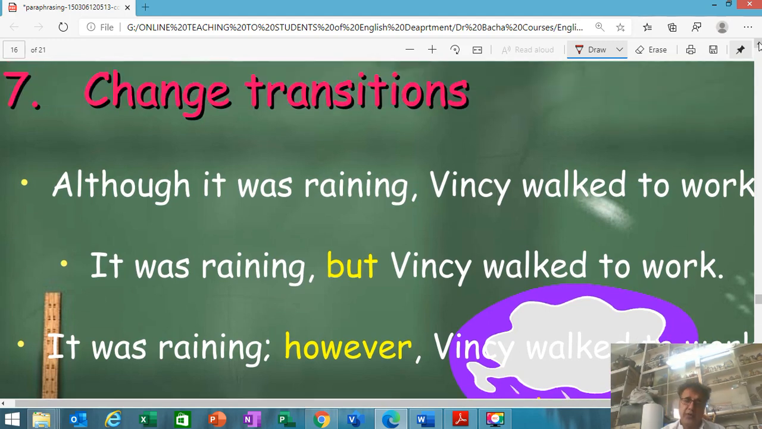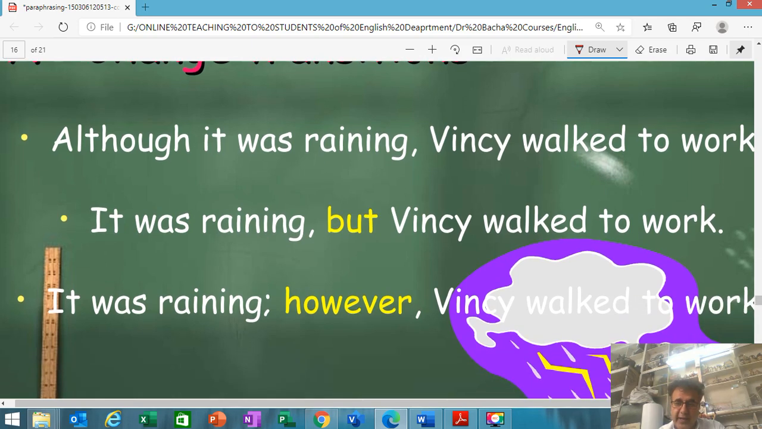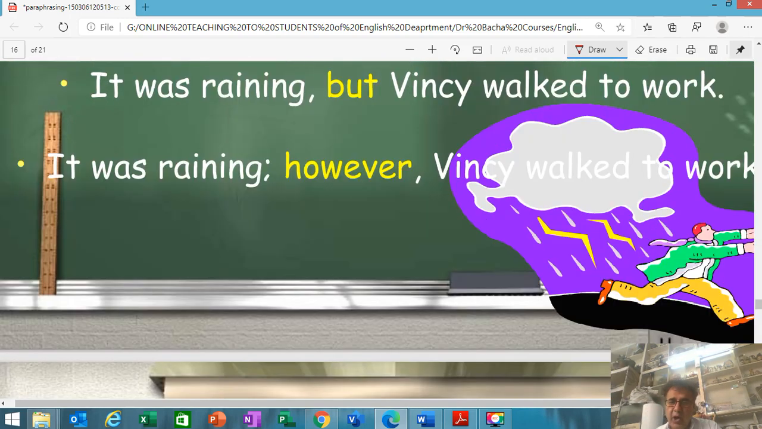Change transitions. You have to change the transitions there. For example, "Although it was raining, she walked to work." All right, so it was raining, but she walked to work. Now you have just transitionally placed some conjunctions there, like "but." So this sentence becomes clearer and more specific. All right, "It was raining, however, when she walked to work."